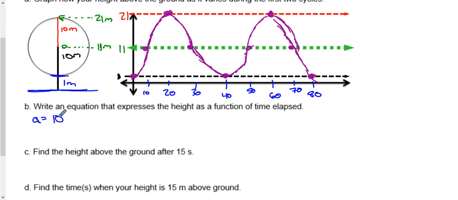So our radius is 10, so our amplitude has to be 10. Our vertical displacement is what I find next after I have my amplitude. My vertical displacement is going to be right in the middle there. It's that line that cuts your graph right in half. My vertical displacement is going to be at 11.